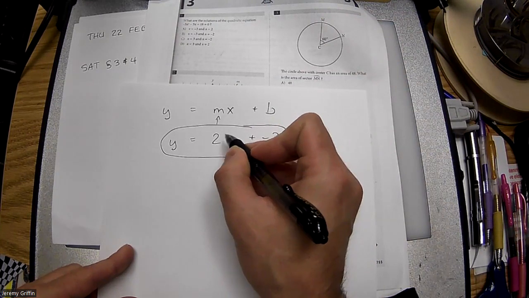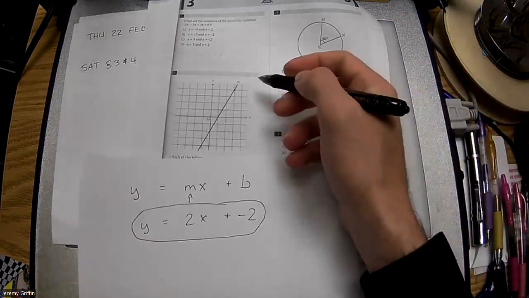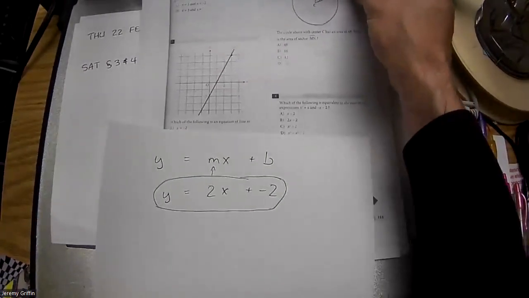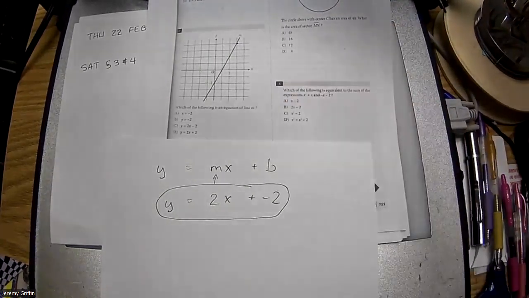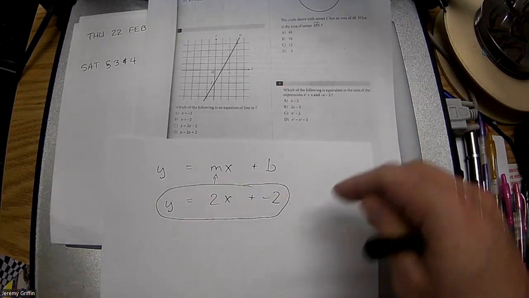Plug in 3 for x. 2 times 3 is 6, minus 2 is 4. And that would be true of every single point on that line. Now, is there an answer choice that looks like that? There is, and it's option C. Number 2 is C. And if they put it in standard form or something crazy, you could just algebraically rearrange that.